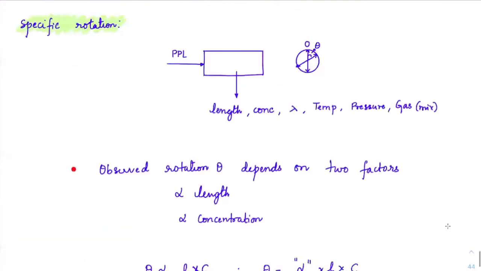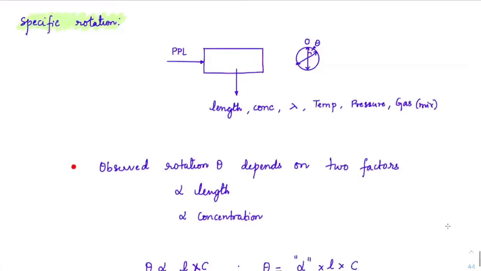Okay. Last thing is about specific rotation. Check out. What is specific rotation? Suppose the plane polarized light is passed through a solution, and you get a certain angle theta. What does this theta depend on? It depends upon the length of the tube in which the solution is kept. What is the concentration of that solution? Next, what is the wavelength lambda of the monochromatic light which you are passing? It depends upon temperature, pressure, and if there is any gas mixture here, it also depends upon its mole fraction.